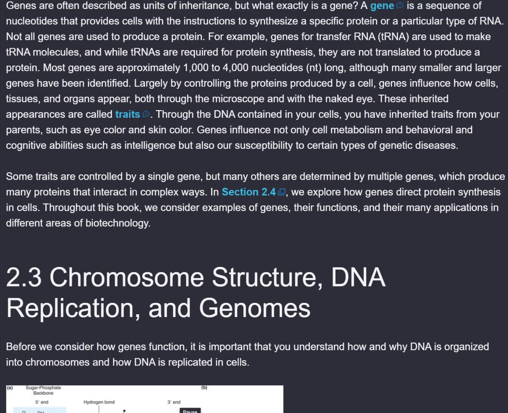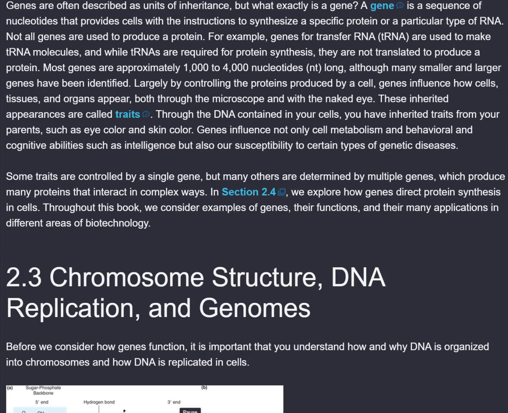What is a gene? Genes are often described as units of inheritance, but what exactly is a gene? A gene is a sequence of nucleotides that provides cells with the instructions to synthesize a specific protein or a particular type of RNA. Not all genes are used to produce a protein. For example, genes for transfer RNA, tRNA, are used to make tRNA molecules, and while tRNAs are required for protein synthesis, they are not translated to produce a protein.